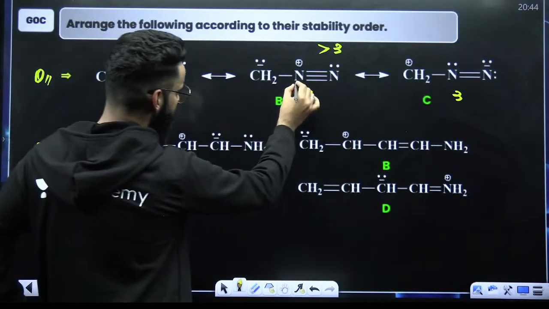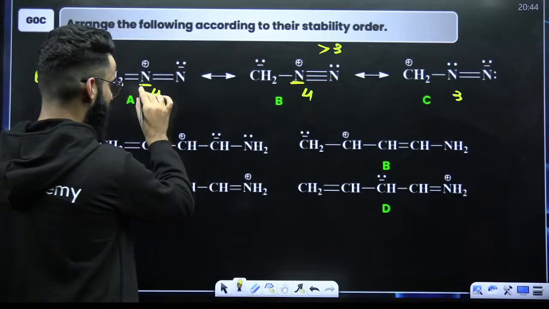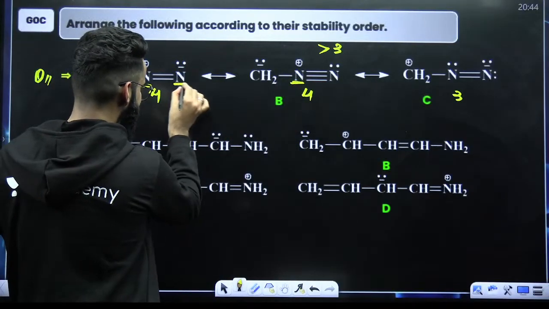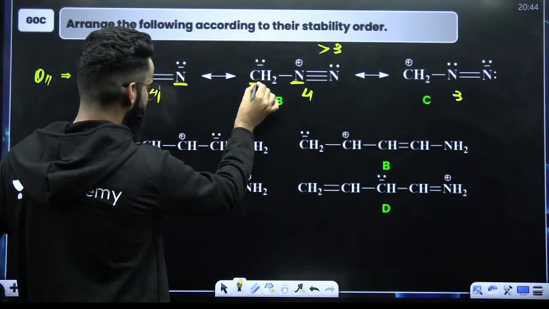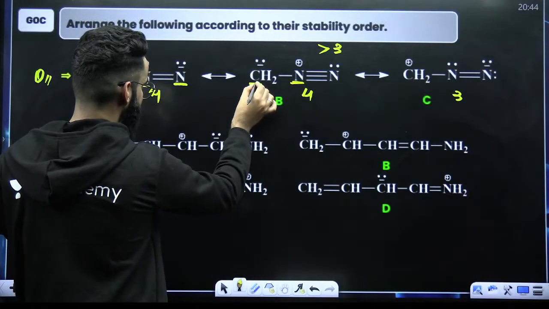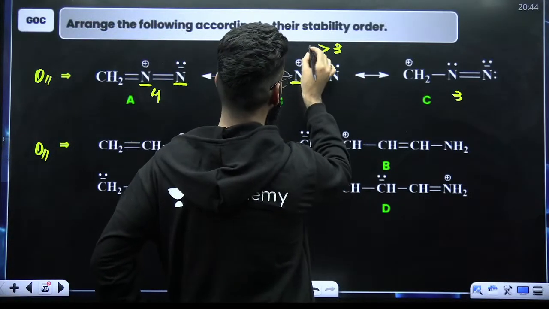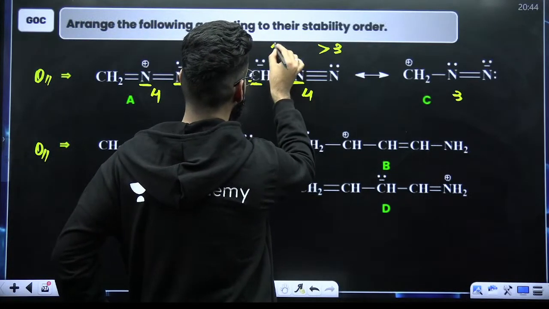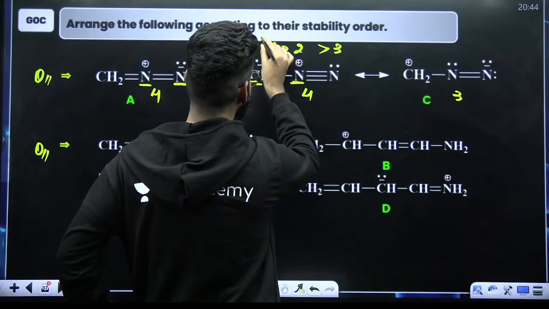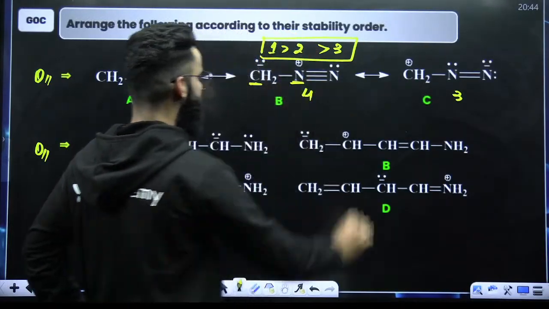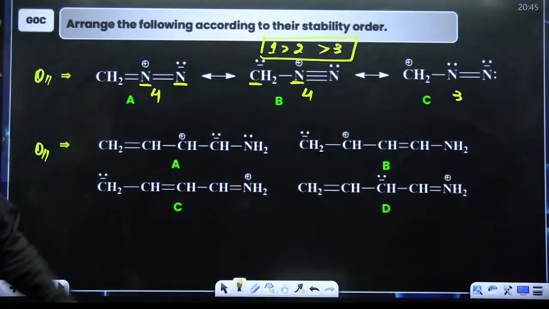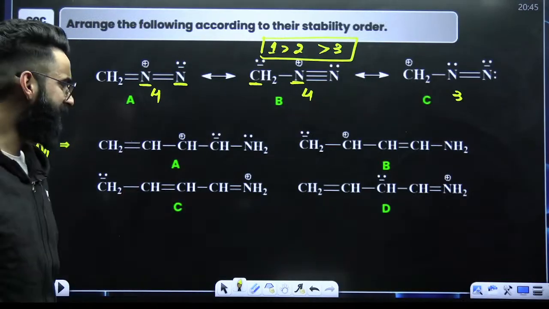Now among 1 and 2, if you look carefully, nitrogen carrying positive, perfect. So you cannot decide on the basis of this nitrogen. This nitrogen carrying negative, carbon carrying negative. Negative charge is more stable on the more electronegative atom. So A is going to be more stable than B. Right? So 1, 2, 3 is going to be the order here, that is, ABC. Look at the next one.